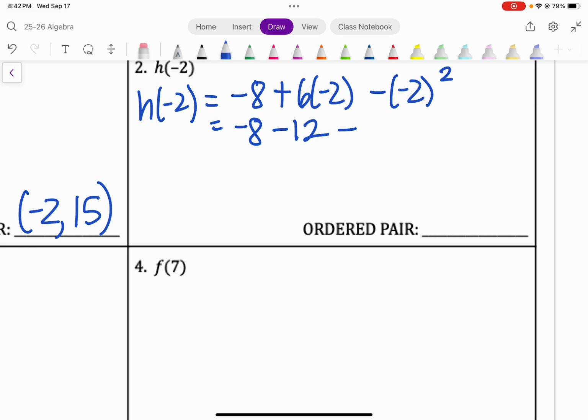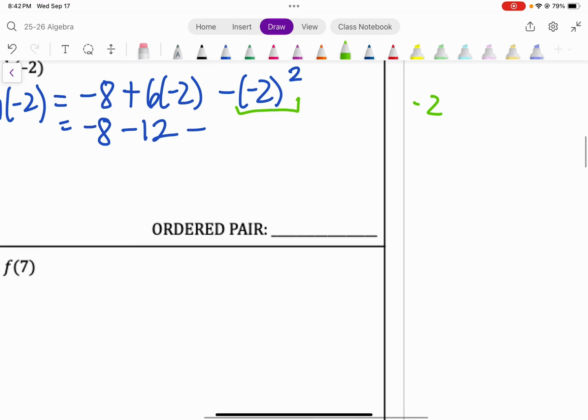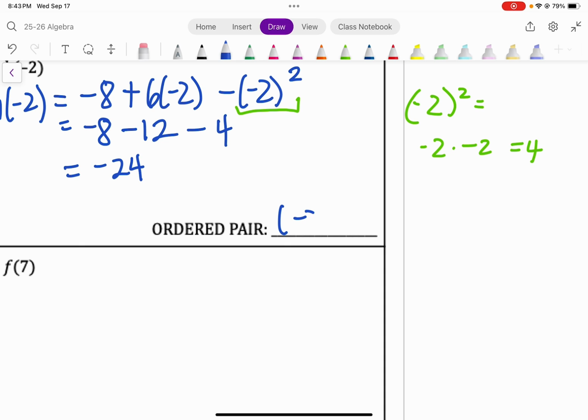And then we're subtracting. When we evaluate -2 squared, -2 squared is -2 times -2, which equals +4. So we're subtracting that 4. And as we move across this problem, -8 take away 12 is -20, minus 4 more, -24. So my input was -2 to get the output -24.